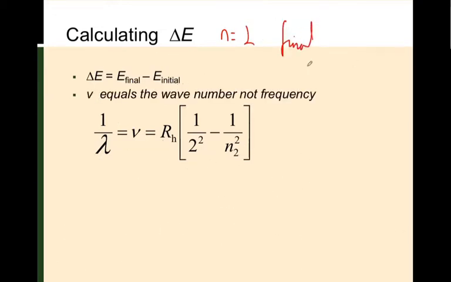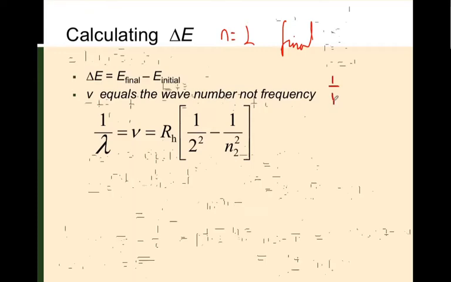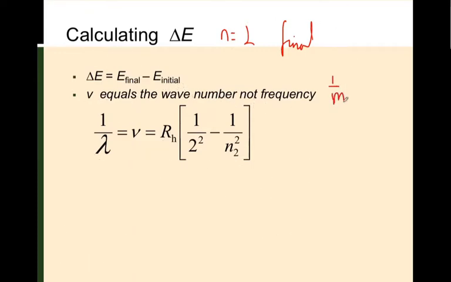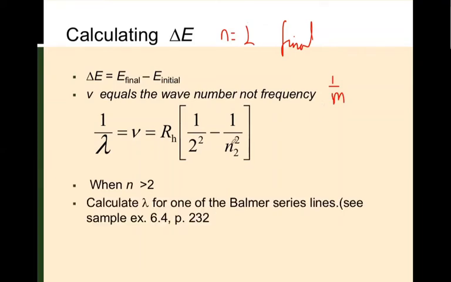Okay. So V equals the wave number, not frequency. So this is 1 over the length, which in this case is meters, or it could be nanometers or whatever, or centimeters. Often it's centimeters. When n is greater than 2, we calculate the wavelength for one of the Balmer series lines, which we did earlier. We did the n is equal to 4 transition to n is equal to 2.